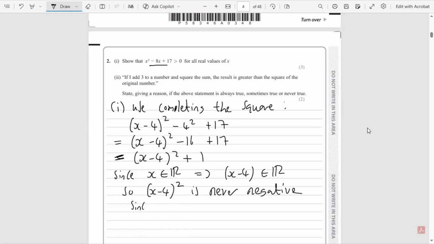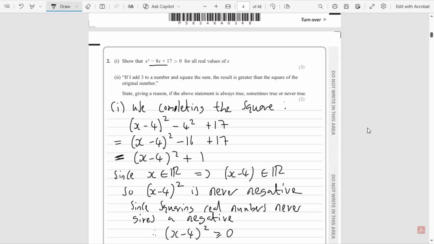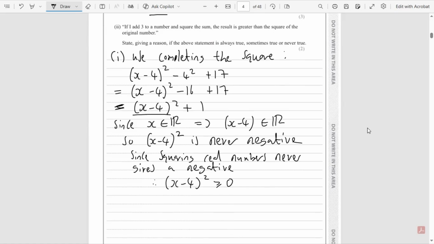So let's just say, since squaring real numbers never gives a negative, therefore x minus 4 all squared is greater than or equal to 0, because again, it could be 0. Now, what we're doing in this question is adding 1 to that non-negative number.